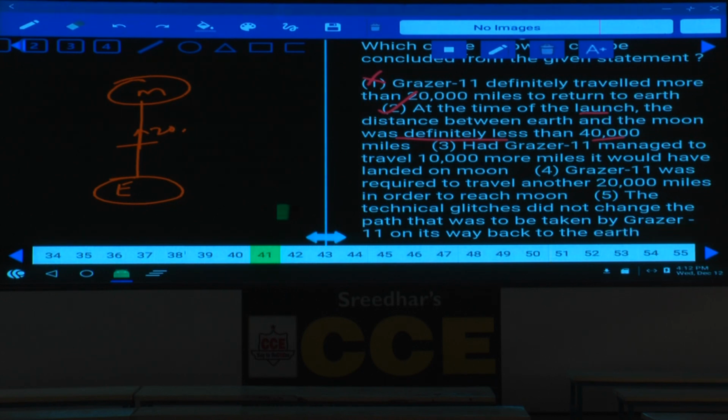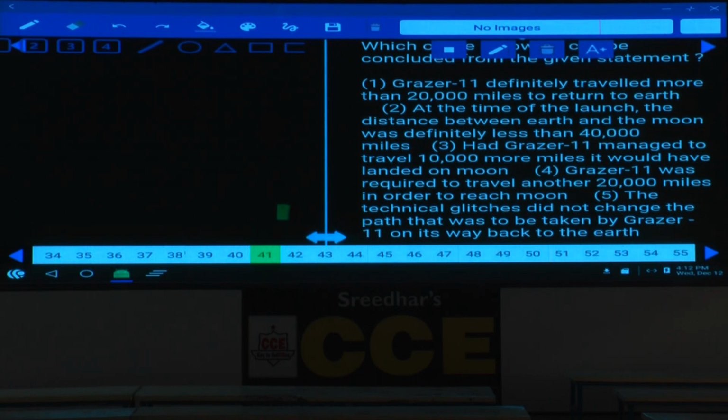Had Grazer 11 managed to travel 10,000 more miles, it would have landed on Moon. The distance between Moon and Earth is not clearly given, isn't it? If it is lesser than 30,000, then it can definitely, or if it is 30,000, then it will be. But yes, whether it is 30,000 or 40,000, that is not clearly known.